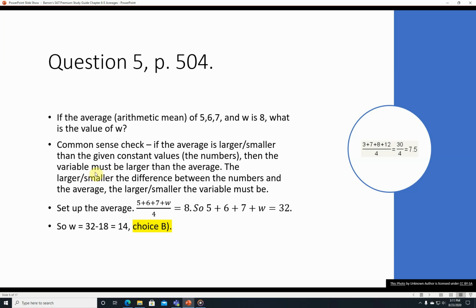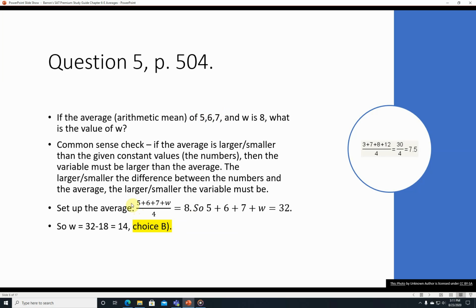The larger or smaller the difference between the numbers and the average, the larger or smaller the variable must be. Since this is not a huge difference, I would not expect W to be tremendously large. Well, okay, 7 plus 1 is 8, 6 plus 2 is 8, 5 plus 3 is 8. So W has to make that up. You could just go, well, W is going to be 8 plus 1 plus 2 plus 3. That's 8 plus 3 is 11, plus 3 is 14.